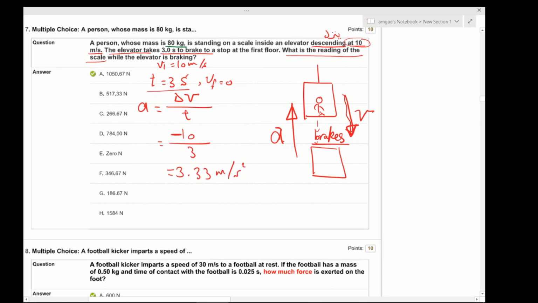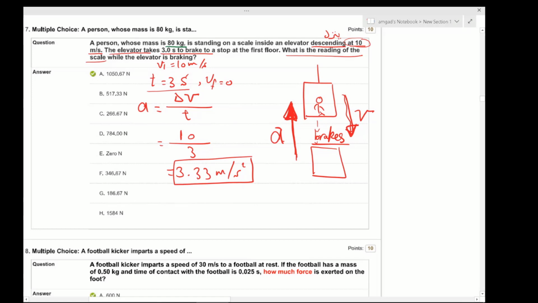It should be negative, because it's a deceleration. But I will not write down the negative because I know it will be upward. It's opposite to the motion. So negative here means it's opposite to the motion. So I took it upward, and I don't need to write down the negative here.